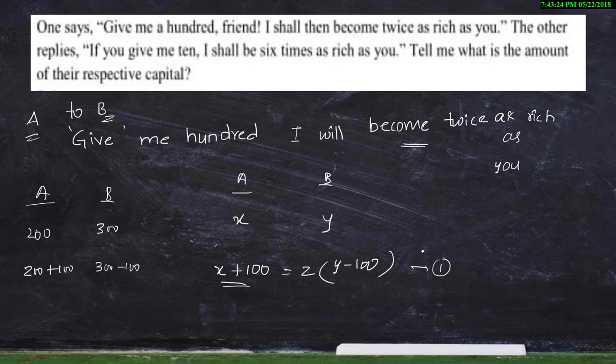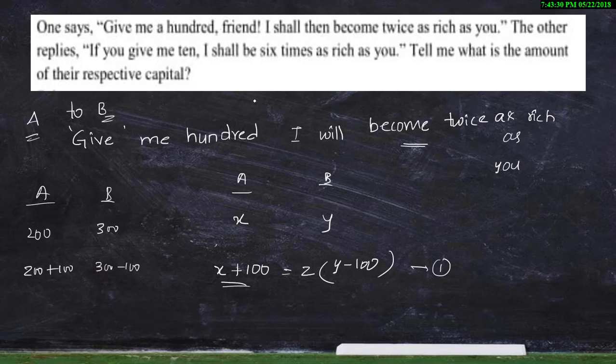Now similarly the second equation. A has X rupees and B has Y rupees. Now read the question: if you give me 10, I shall be 6 times as rich as you. B is telling A, if you give me 10 from you, I will become Y plus 10, and A will become X minus 10, and the relation is, I will become 6 times as rich as you. So this is our second equation.